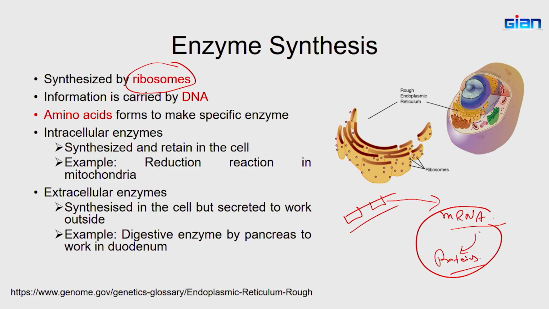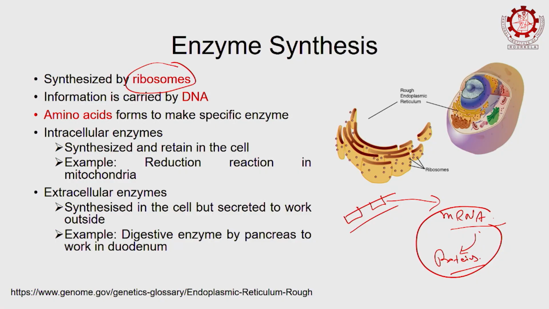Extracellular enzymes are synthesized in the cell, but secreted to work outside. When we say extracellular, is it outside the cell? Always. Intracellular can be in the cytoplasm, but it's still within the cell. Okay? Examples would be the digestive enzymes made by the pancreas to work in the duodenum. Many of these extracellular enzymes are also used to digest food molecules that can be used by the cells for growth, for their food.